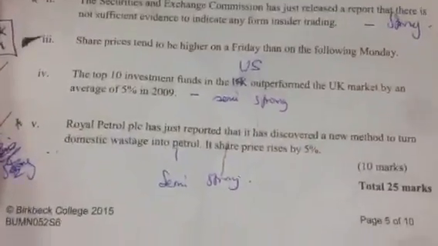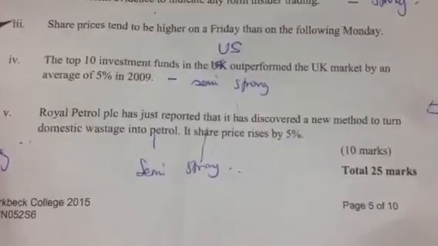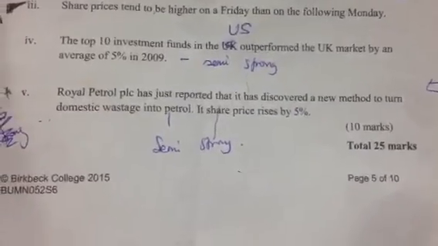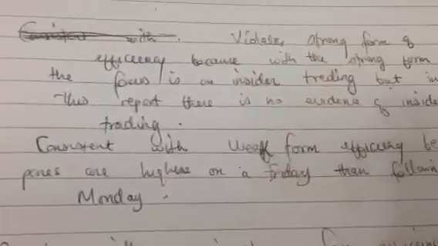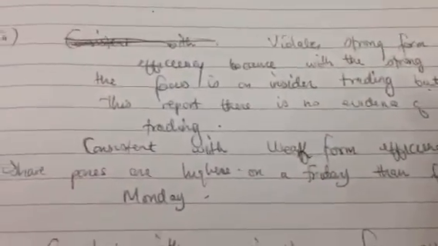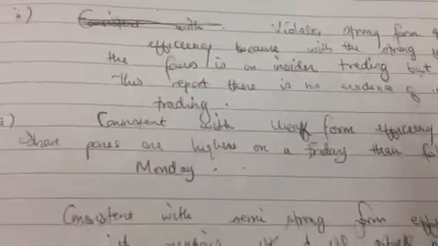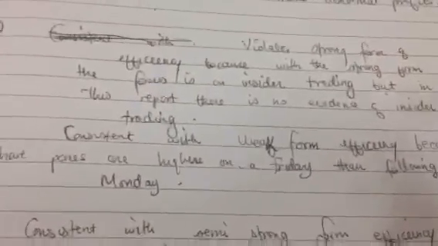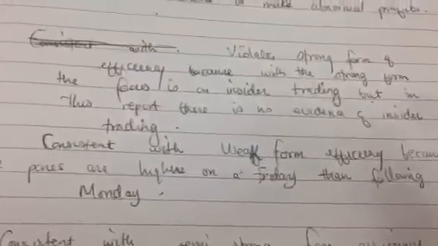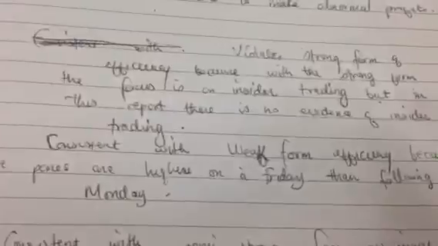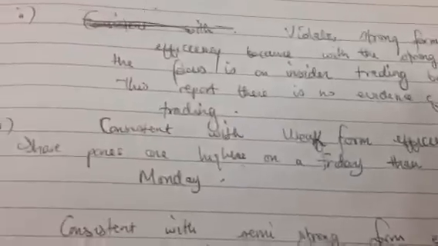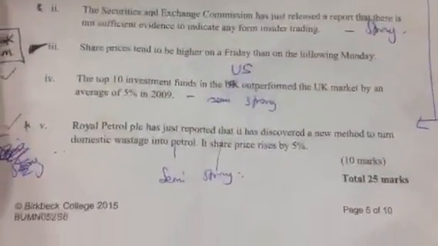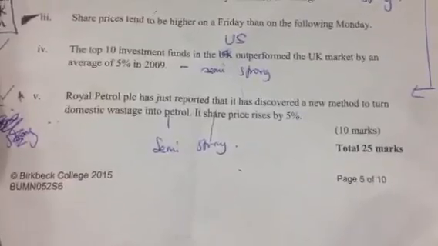Now the third one is, share prices tend to be higher on a Friday than on the following Monday. We discussed this in the weak form of efficiency. So our answer would be that it is consistent with the weak form of efficiency. If you remember, we said share prices are higher on a Friday because people start to see the returns on their investments, compared to a Monday where everyone is starting afresh and there are no market predictions on the share prices.